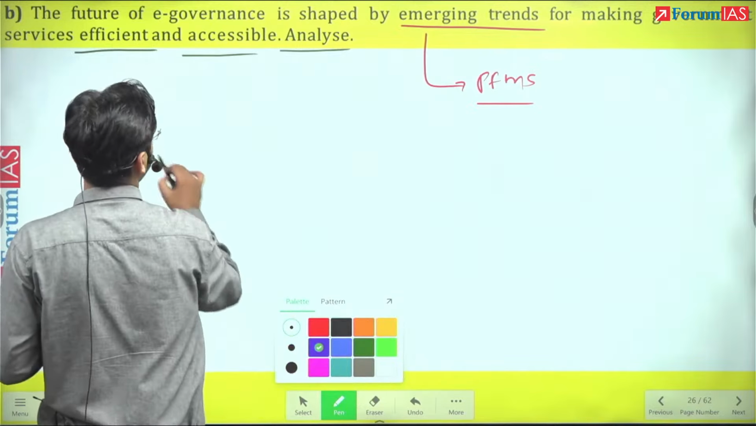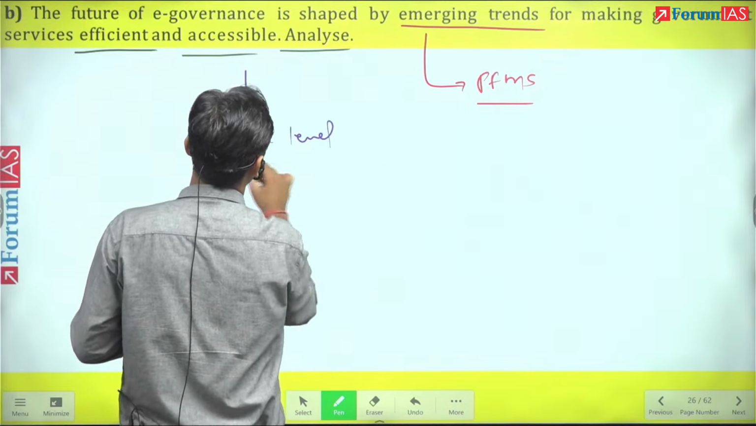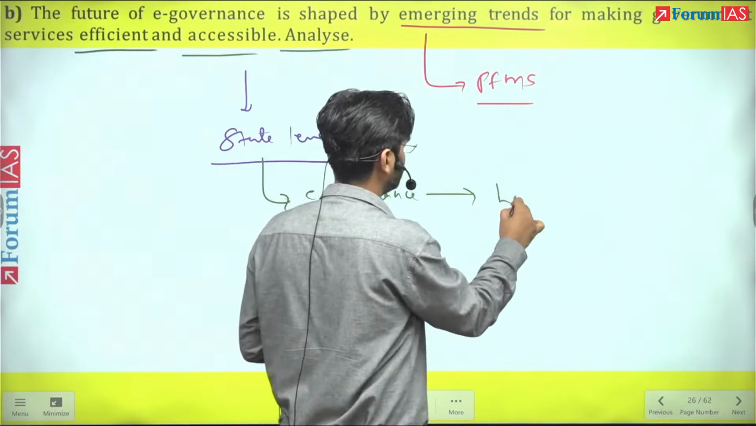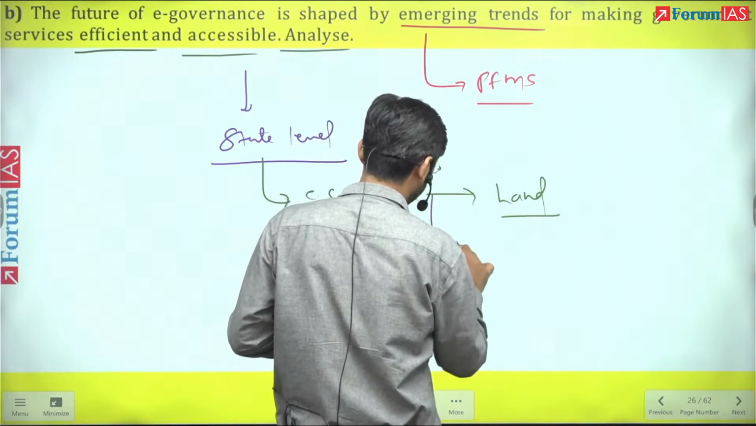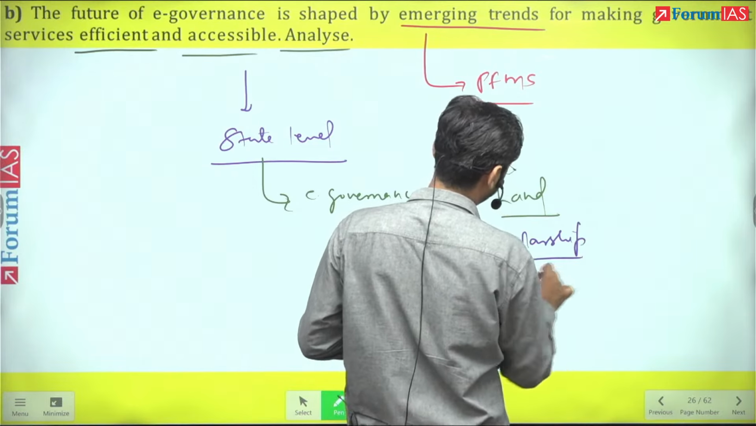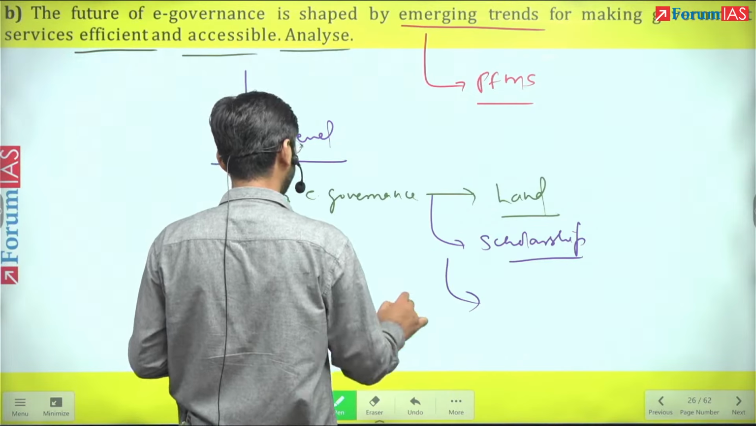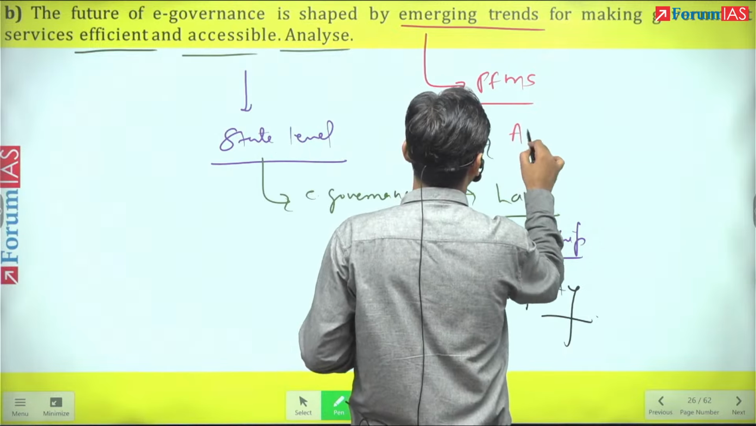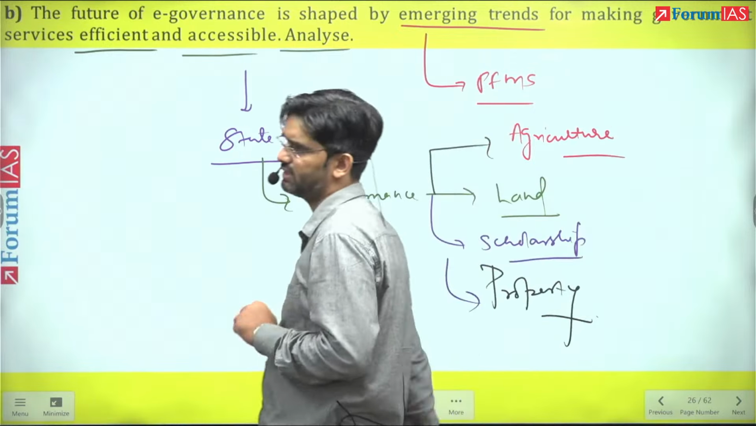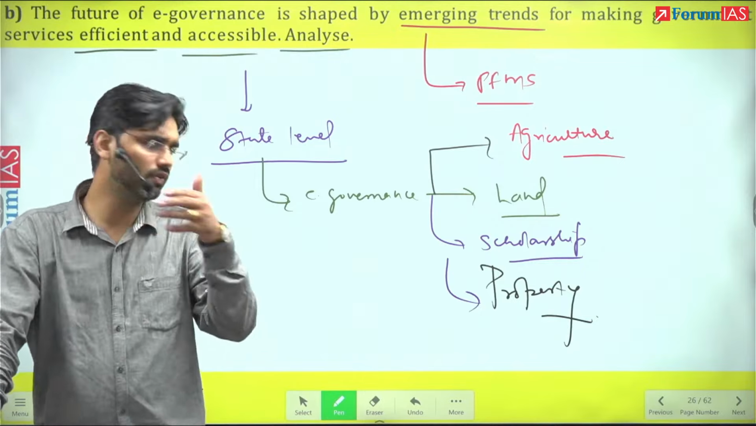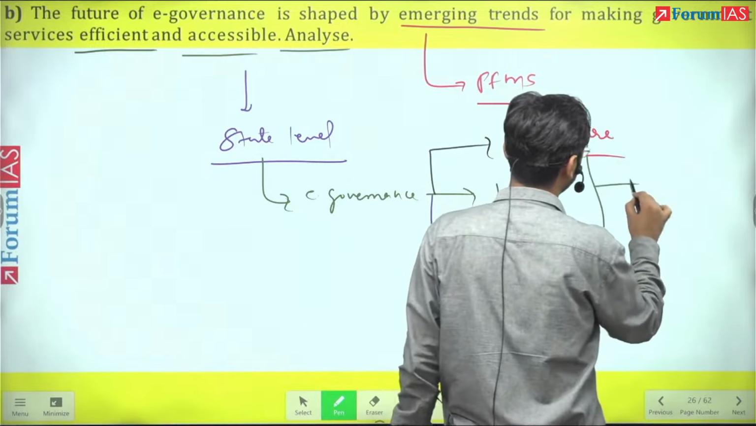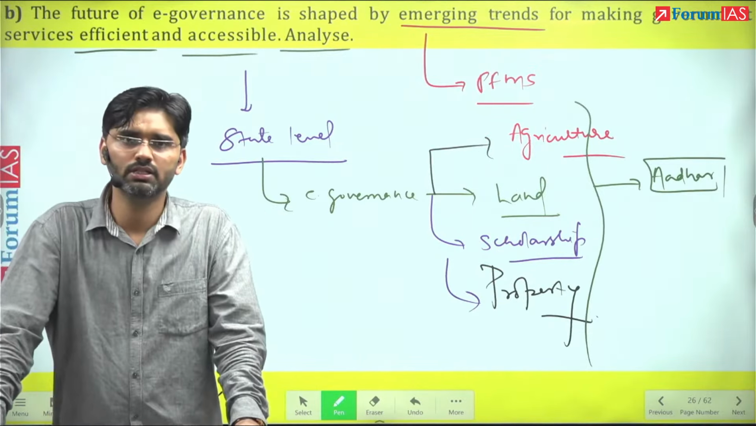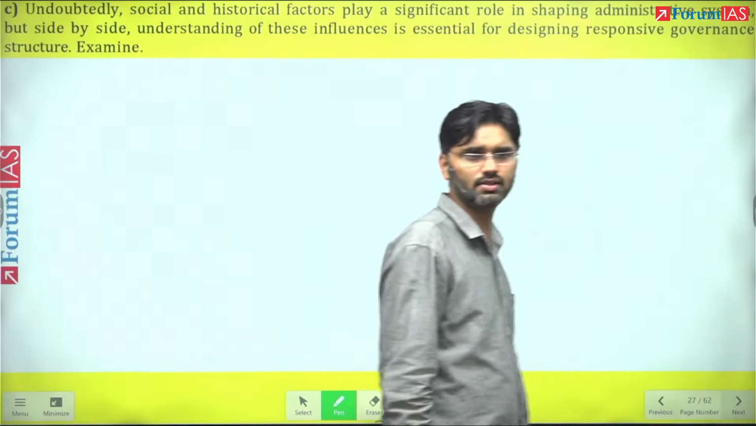Then you may have seen at the state level how, with the help of e-governance schemes in terms of land, in terms of scholarship, take the case of Madhya Pradesh, take the case of Karnataka, in terms of property, in terms of agriculture related schemes, these are among the emerging changes we are seeing due to Aadhaar, mobile Aadhaar and technology. This is what you need to write in your answer, right?